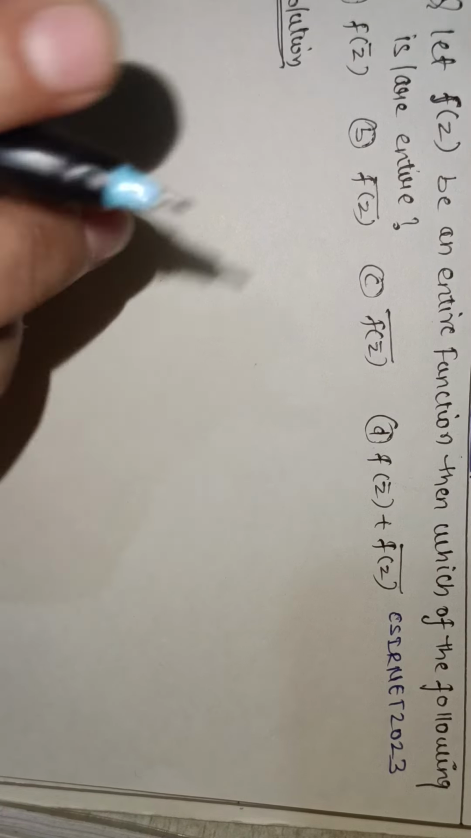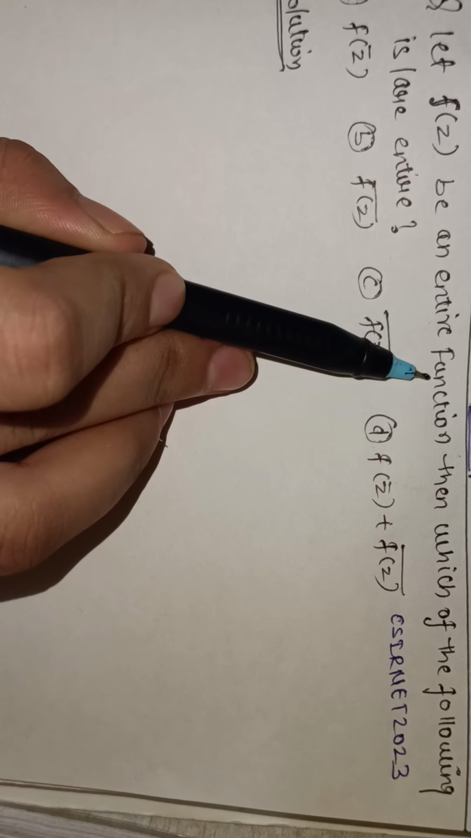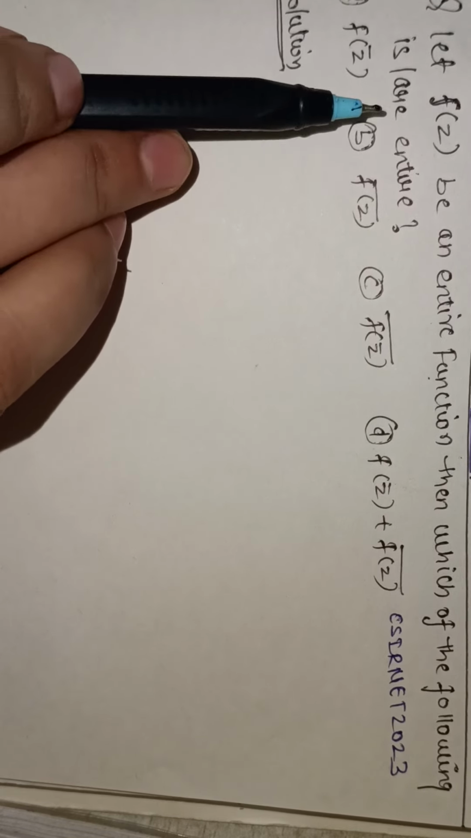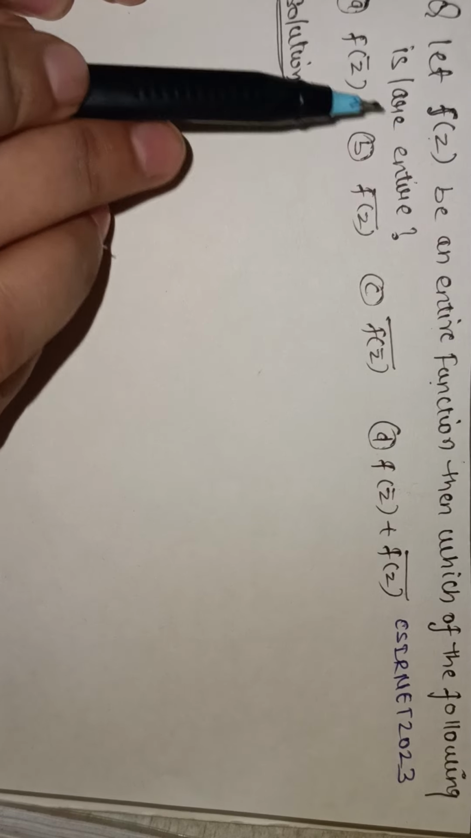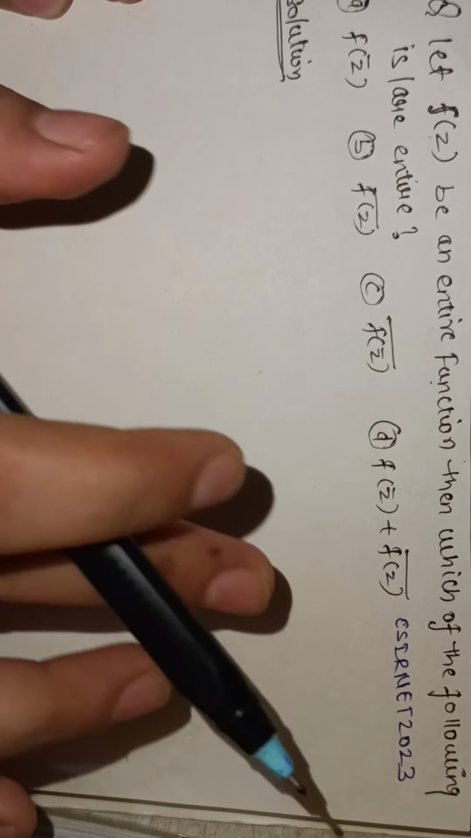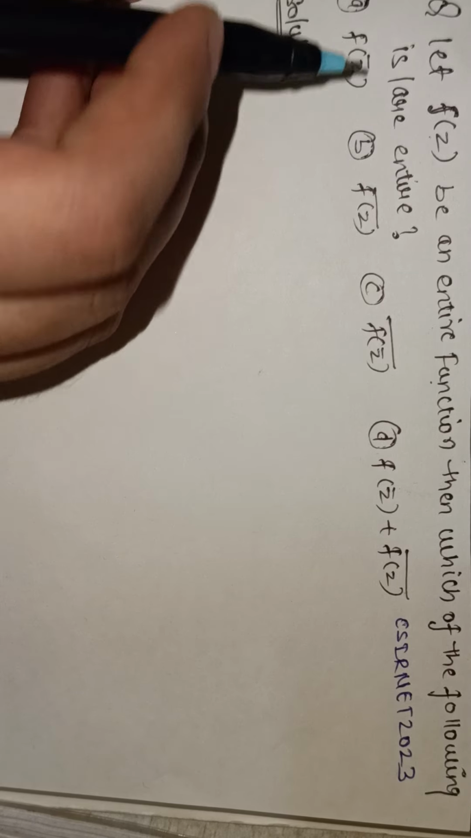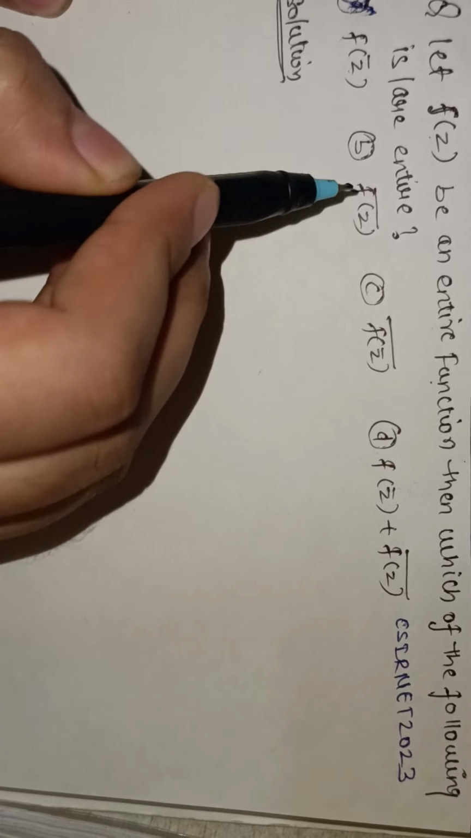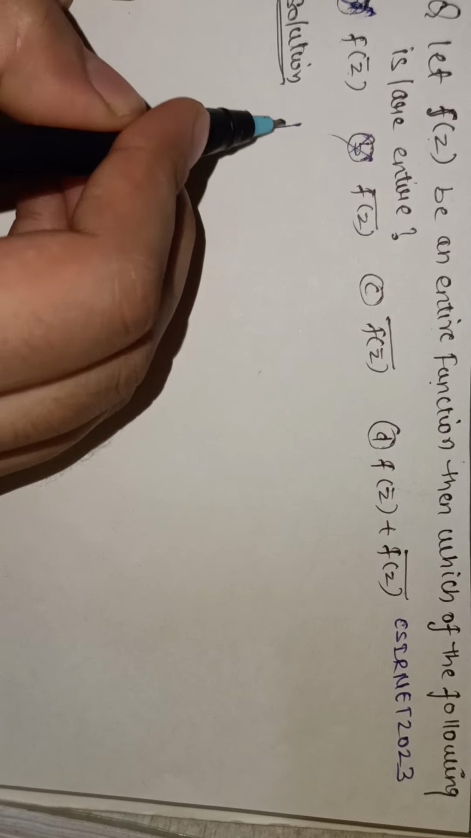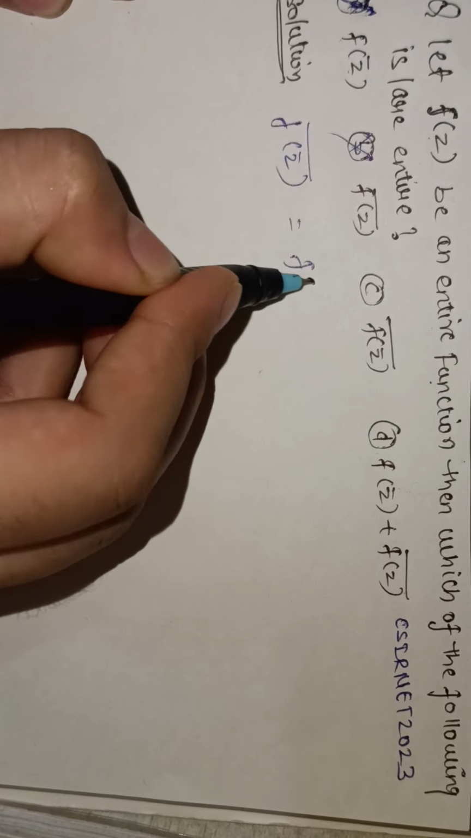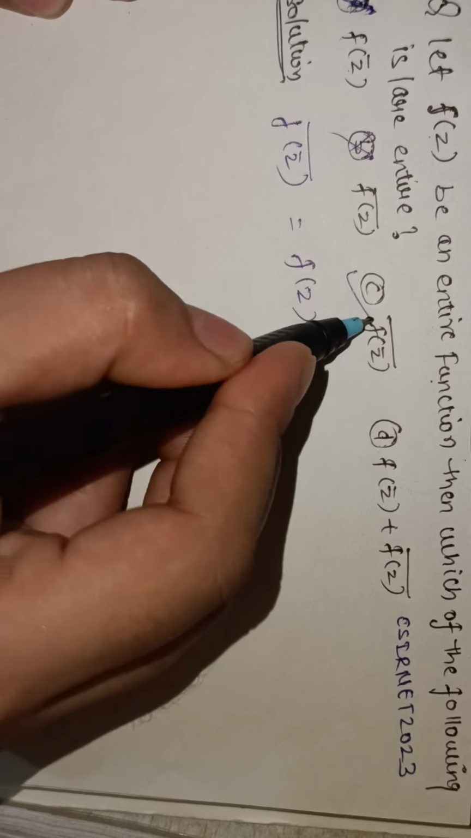So for a function to be entire, its conjugate should not be entire. That is, if f(z) is entire, then f(z bar) is not entire. So this is a question based on the statement that if f(z) is entire, then f(z bar) is not entire. This is incorrect. This is also incorrect, as the conjugate of f(z bar) bar is equal to f(z). As f(z) is entire, so this function is entire.